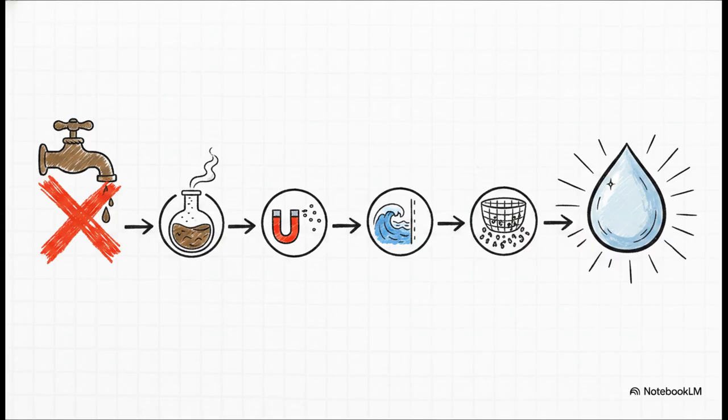Labs go through intense methods to get this. We're talking distillation to boil and condense, deionization resins to strip out dissolved ions, reverse osmosis under massive pressure, and ultrafiltration to pull out microscopic particulates. This non-negotiable purity prevents invisible ionic interference from ruining our tests.